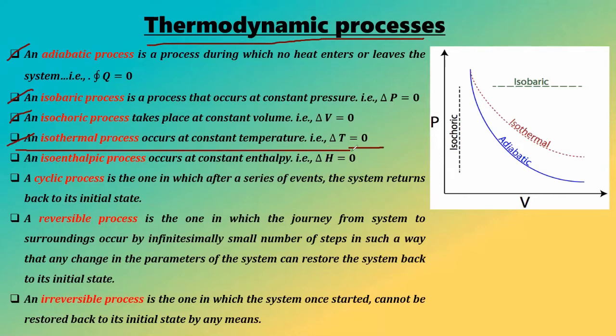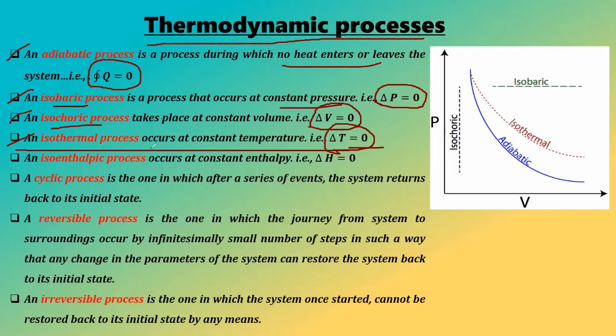Adiabatic, you have studied that it is a process during which heat exchange is not possible, that is, cyclic integral of Q is 0. Isobaric means pressure is constant, delta P is equal to 0, meaning no change of pressure will occur. Similarly, isochoric means volume is constant, no change of volume will occur, and isothermal means temperature is constant, no change of temperature will occur. Up to this we have studied in class 11 also.